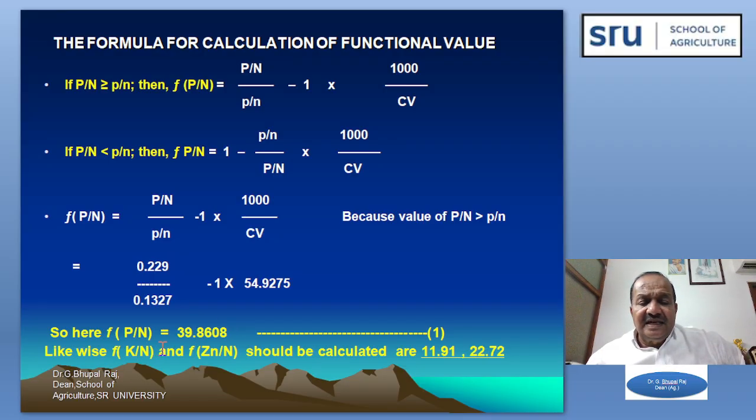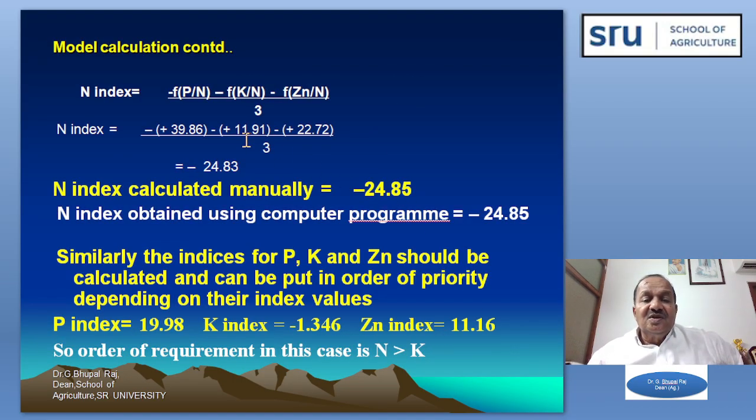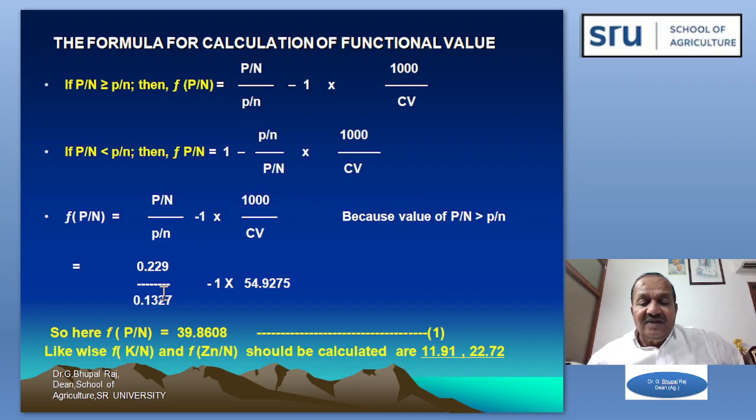Likewise, the functional values of K by N and zinc by N will be calculated. Those are 11.9 and 22.7. Similar calculation we have done, and we arrived at these ratios 11.91 and 22.92. So the nitrogen index, just now I showed that. Then we have calculated the functional values: function of P by N, function of K by N, function of Zn by N.